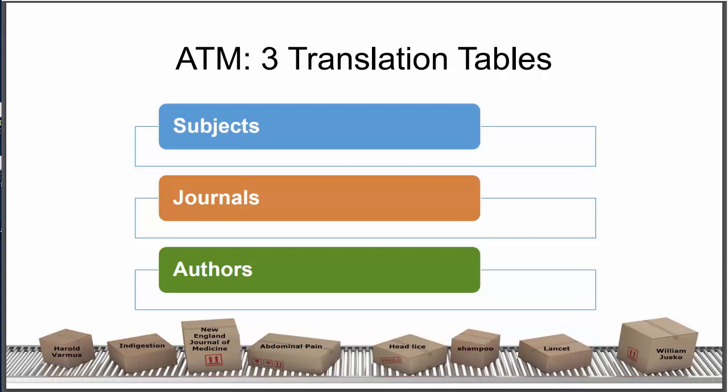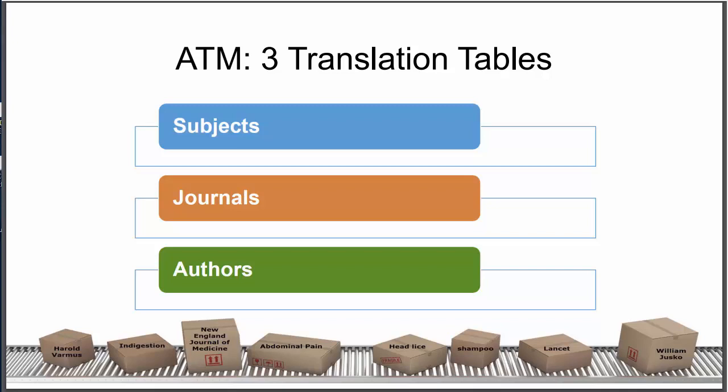However, all remaining terms will continue on the conveyor belt to the second stop, which is the journal translation table. The journal table is a list of all PubMed journal titles, not just Medline journals. The journal table includes the full journal title, the official NLM journal title abbreviations, and ISSN numbers. If a match is found for a journal title, the title gets off the conveyor belt and processing on that title is complete.